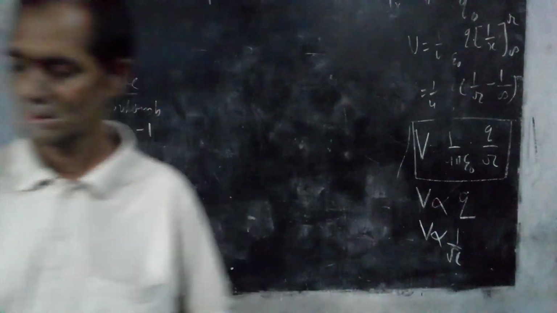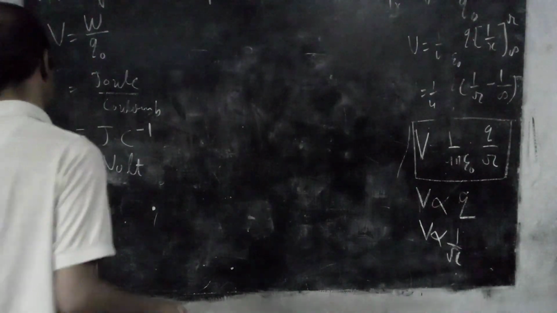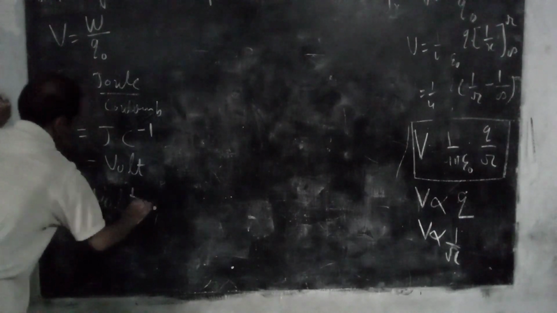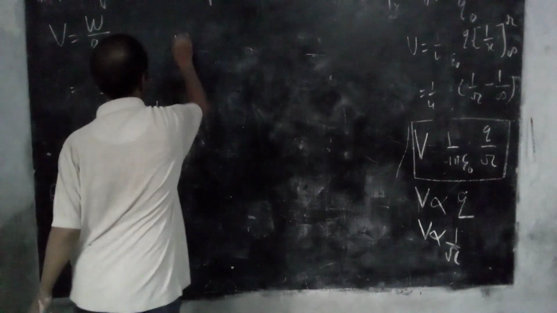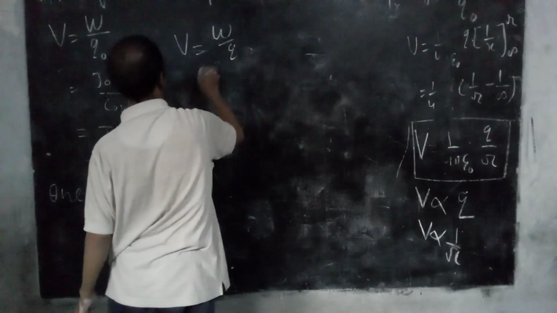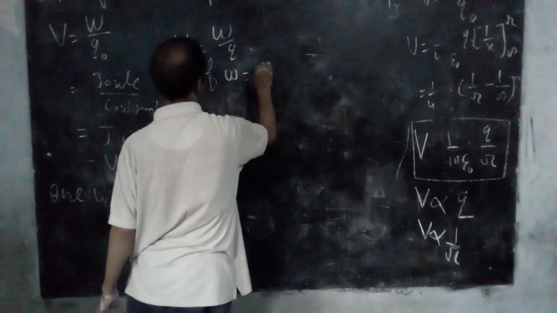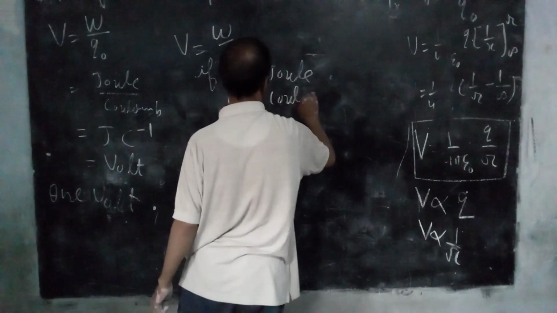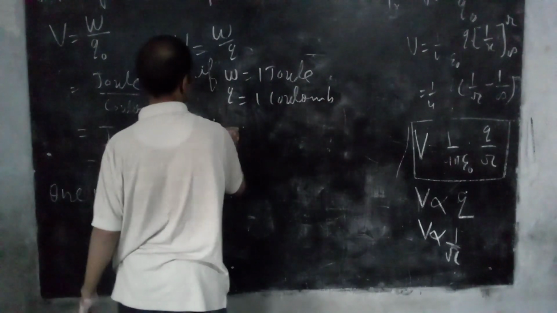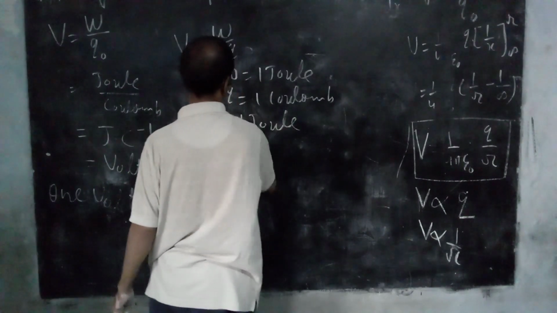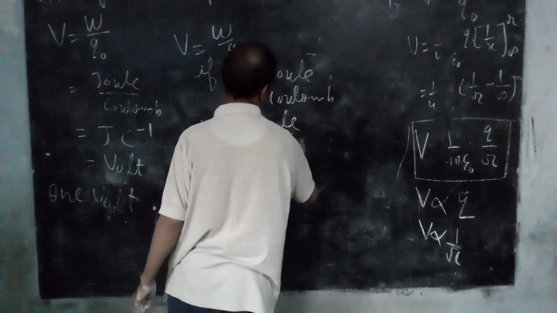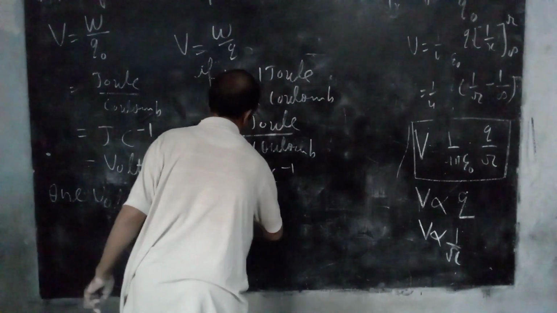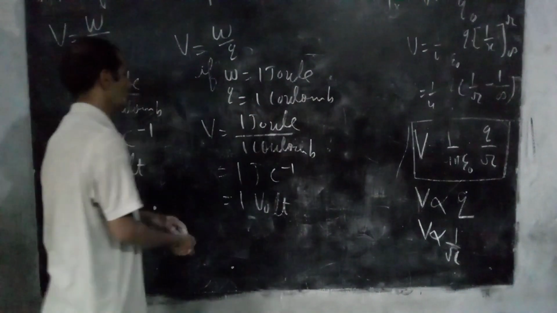A general question asked is: define one volt. So how do you define one volt? V equals W by Q. If W is equal to 1 joule and Q is equal to 1 coulomb, then V equals 1 joule upon 1 coulomb, which is 1 joule coulomb minus 1. This is 1 volt.